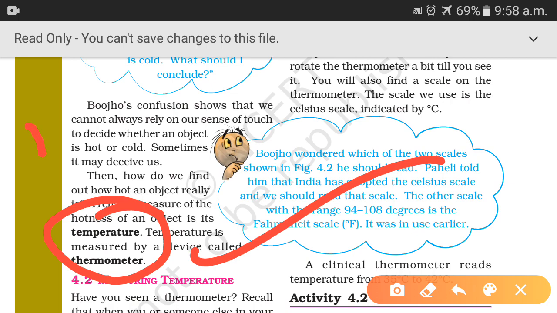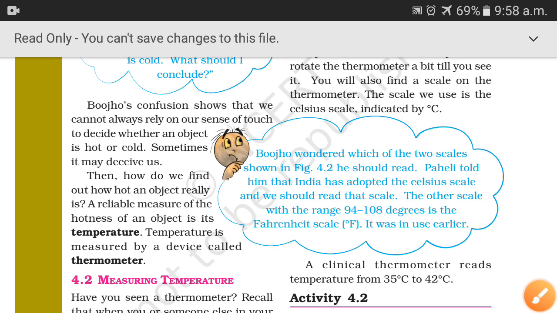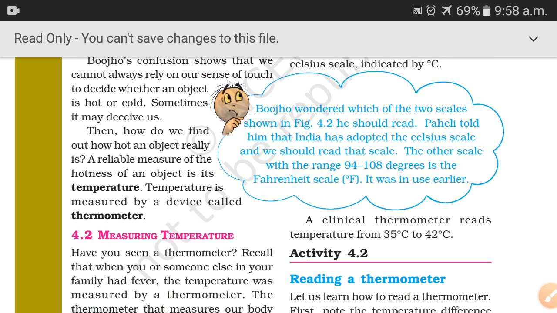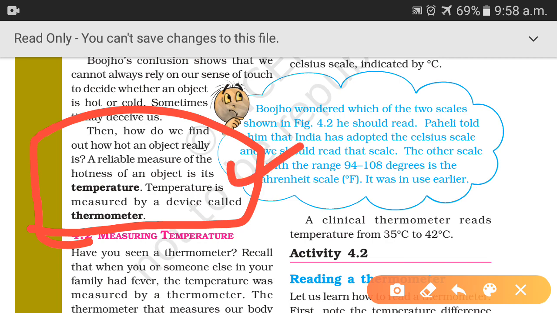This temperature tells us the accurate measurement of an object, whether it is hot or cold. A reliable measure of hotness of an object is known as temperature, and temperature is measured by a device known as a thermometer. What is temperature? Temperature is a reliable measure of the degree of hotness or coldness of a body. It tells us precisely how hot or cold a body is. The hotter an object is, the higher will be its temperature, and we use a device called a thermometer to measure temperature.